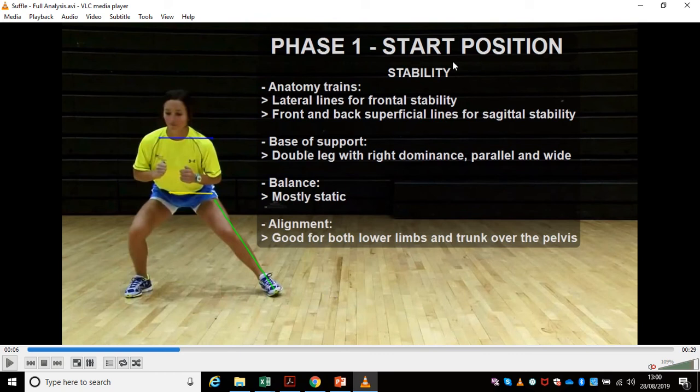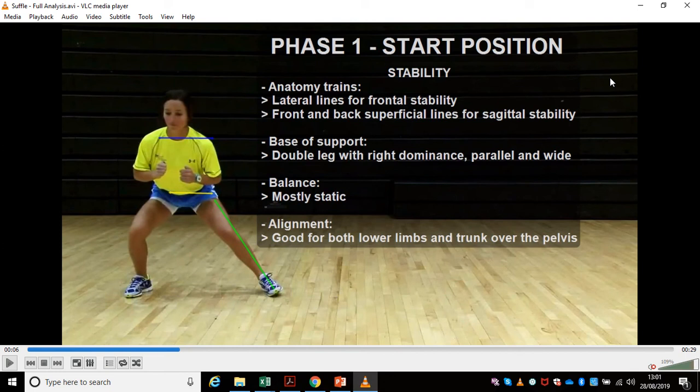So phase one is the starting position, where at the top level the main aim is stability. So we want the body to be stabilized around the trunk and around the pelvis, and obviously the most common anatomic chains involved in postural aims, we try to provide their contribution in order to achieve this.